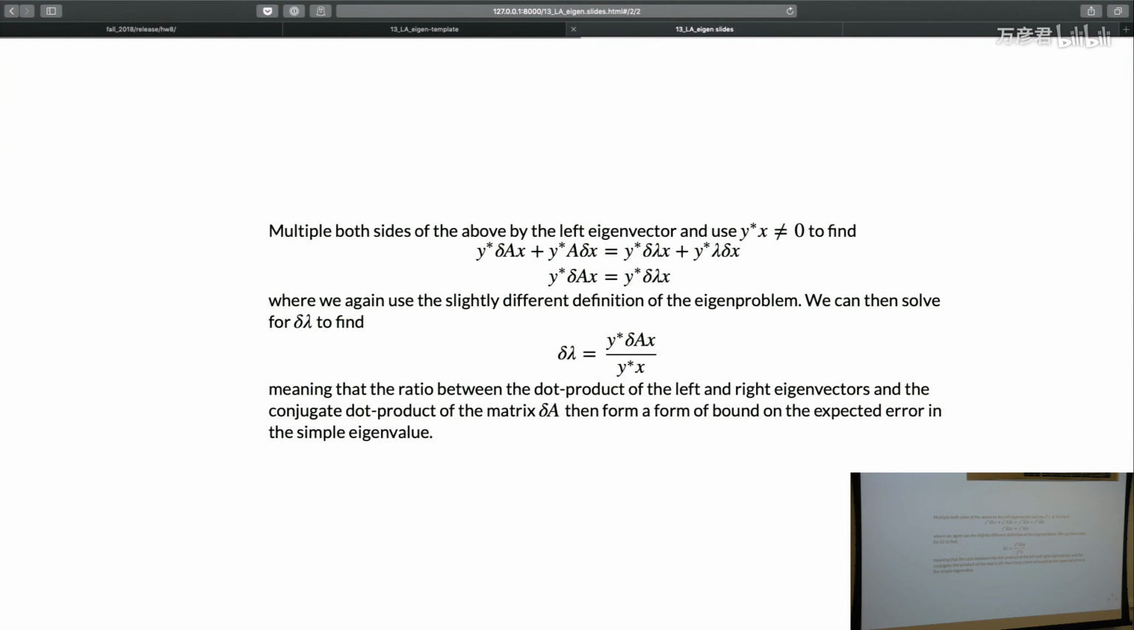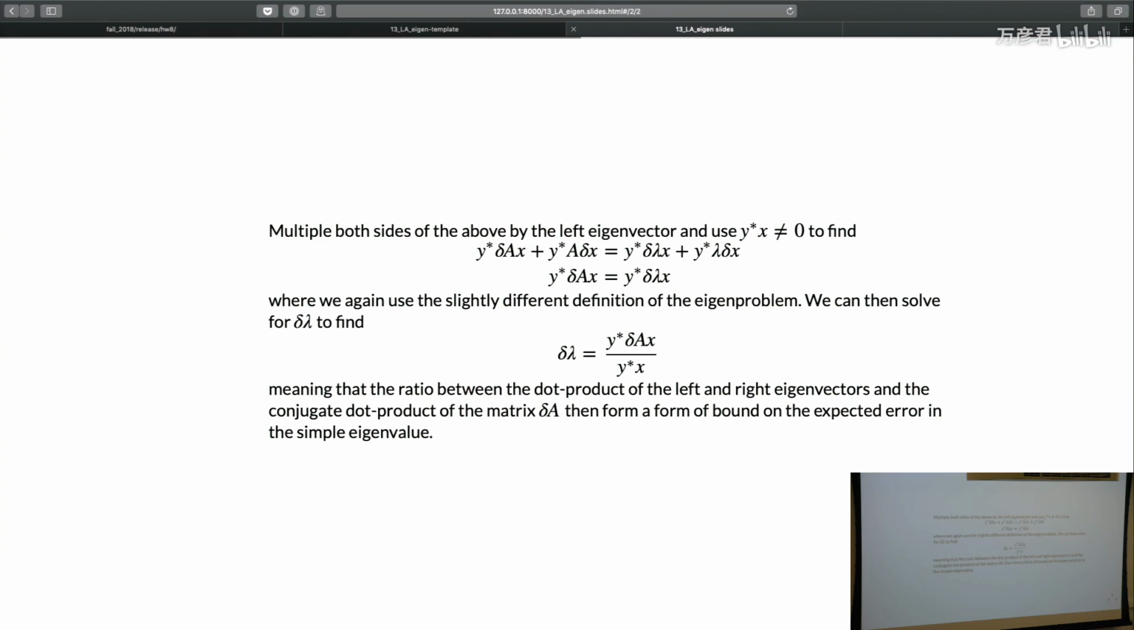Okay. So that's the short end of finding condition numbers for simple eigenvalues. Again, you can complicate this quite a bit, especially for complex spaces or large eigenspaces. But this is basically the takeaway. The eigenvectors actually determine how the mapping between delta A and delta lambda occurs. And that's how we end up defining the condition number.